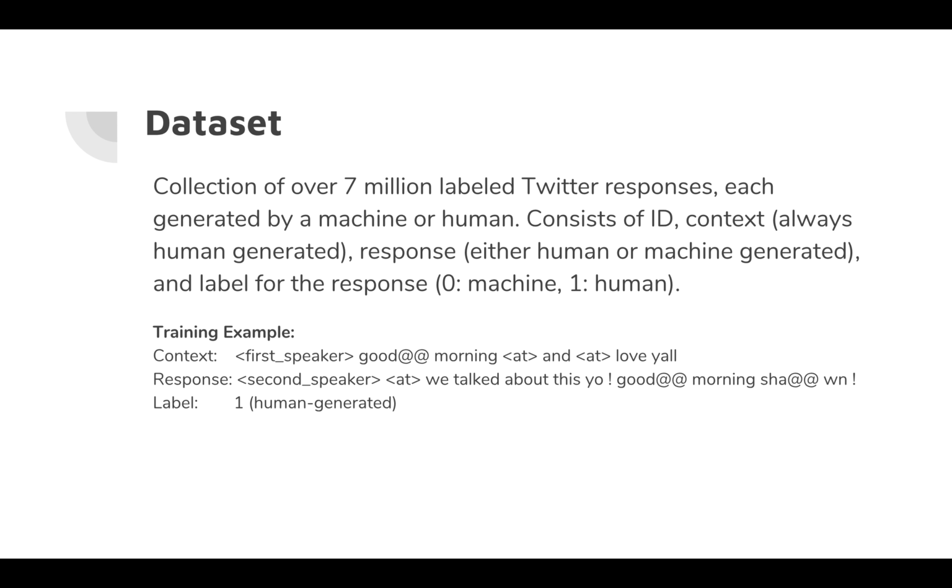The dataset we used was a collection of over 7 million labeled Twitter responses, each generated by a machine or a human. The examples consist of an ID, a context, which is text that is always human-generated, a response, which is either human or machine-generated, and a label indicating who generated the response. Here we have a training example, and you can see the context, response, and in this case, the fact that it was a human-generated response.